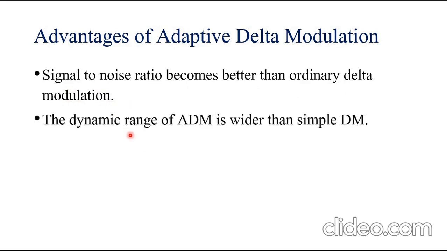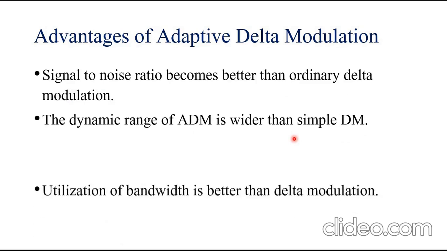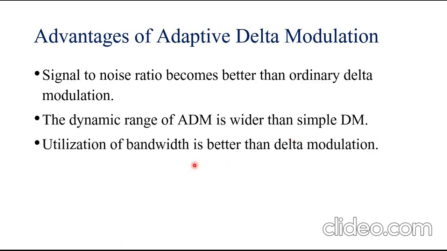Number 2, the dynamic range of ADM is wider than simple DM. So the dynamic range of adaptive delta modulation is wider than simple delta modulation because of the variable step size. And number 3, utilization of bandwidth is better than delta modulation.